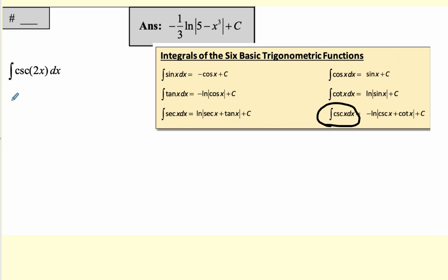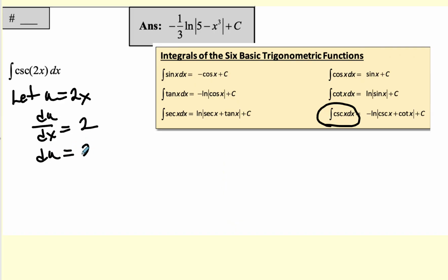So we can see that we have just an x here, so we're going to let u be equal to 2x, and we're going to do du dx, that will be equal to 2, and du will be equal to 2 dx. Now you can see I have a dx, but I don't have a 2 in it, so I'm going to take it to the other side. All right, now I have a substitution for dx. The substitution is 1/2 du, and I have a substitution for 2x, and that is u.